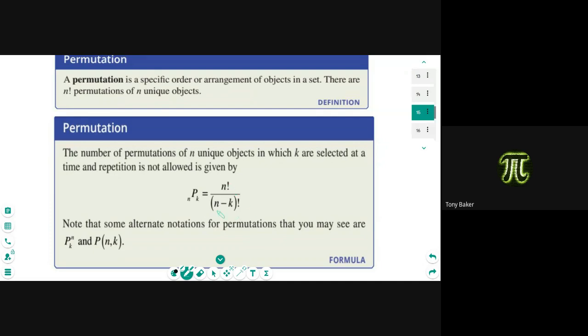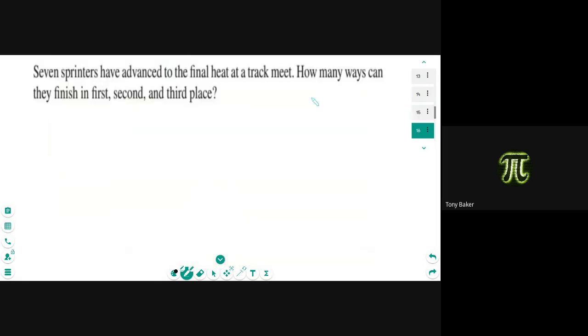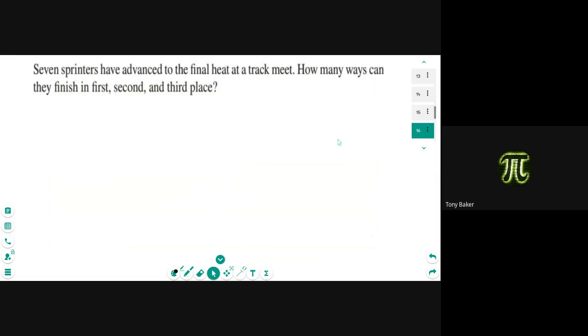I'm not going to have you do this wonderful calculator formula right here. We're going to use the calculator to do that. So for permutation, you're just going to use that nPr button. So permutation is where order matters. Like this situation: we have 7 people running in a race. How many ways can they finish first, second, and third? So does order matter? Yes, because first and third is not the same thing.